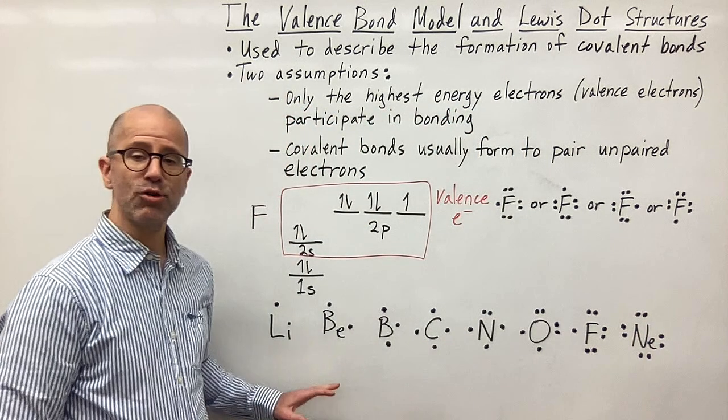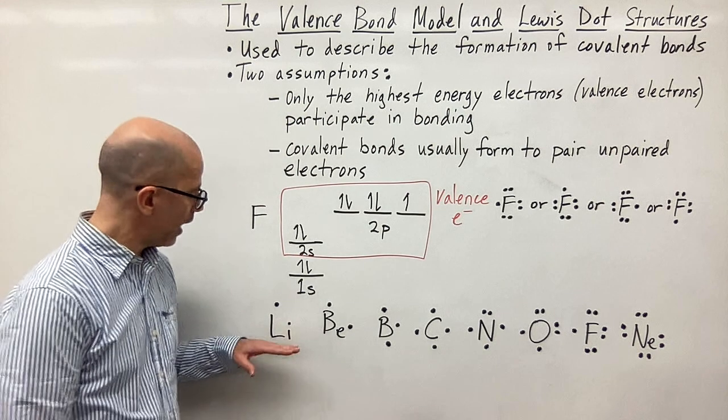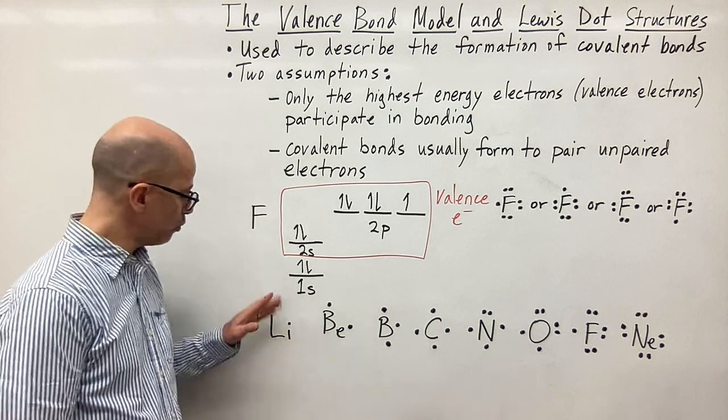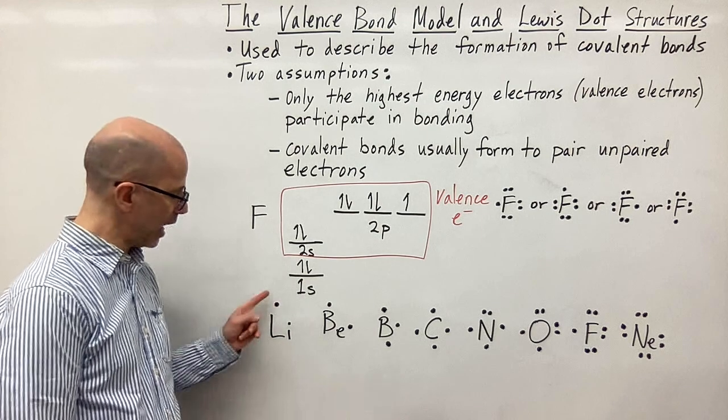And so that's how you write the Lewis dot symbols for elements in each group. So every element in group 1 is going to have 1 dot in their symbol, just like this. And again, the dot could be anywhere.